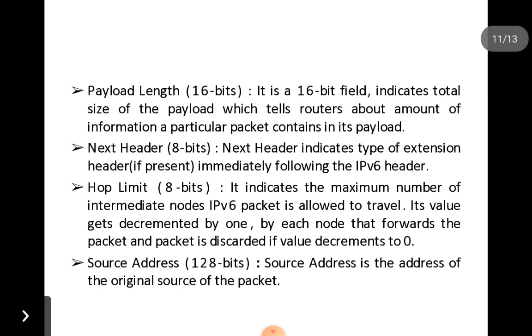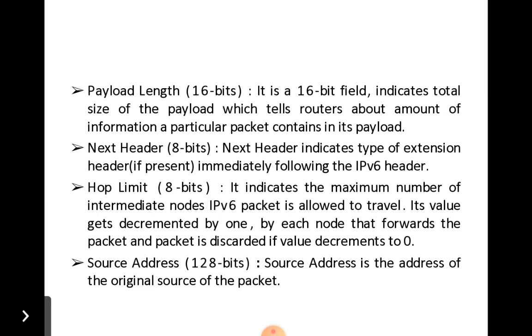Now the next field is payload length. This is 16 bits. It indicates the total size of the payload, which tells the router the amount of information a particular packet contains in its payload. Next is next header. It is 8 bits. Next header indicates the type of extension header, if present, immediately following the IPv6 header.